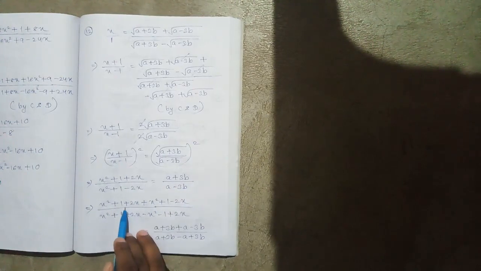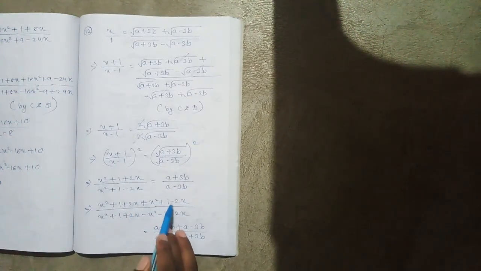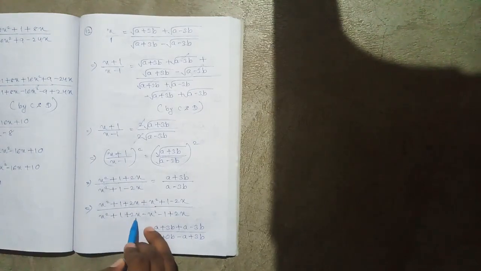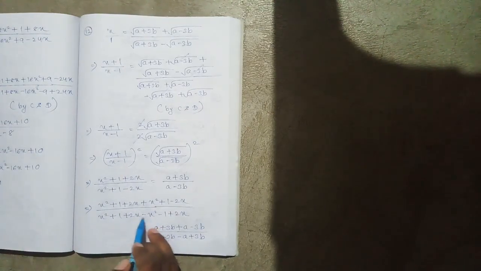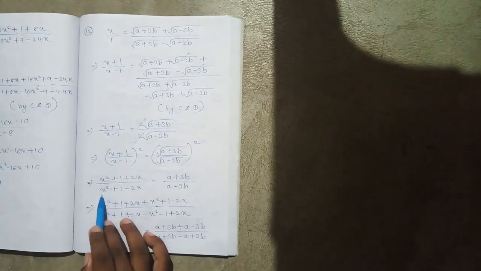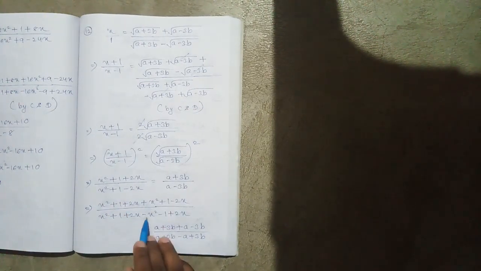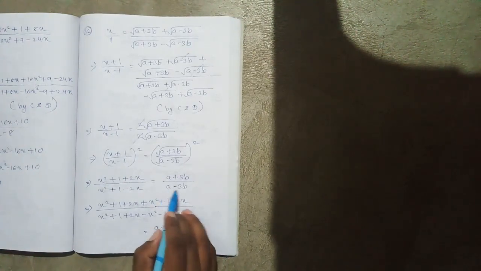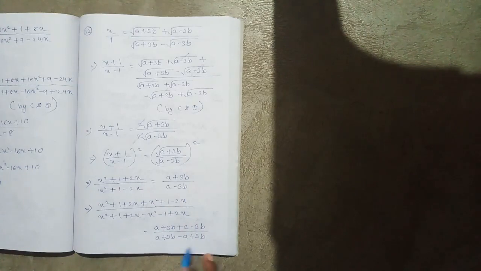So (x²+1+2x + x²+1-2x) in the numerator, by (x²+1+2x), be careful, minus of this, so minus x² minus 1 plus 2x, in the denominator. Then on the right side, (a+3b + a-3b) in the numerator, then the denominator is a+3b minus a plus 3b, by C and D.